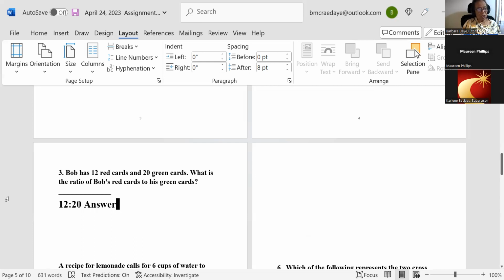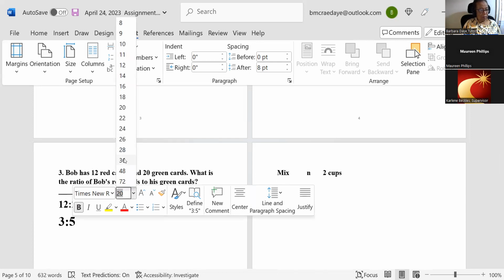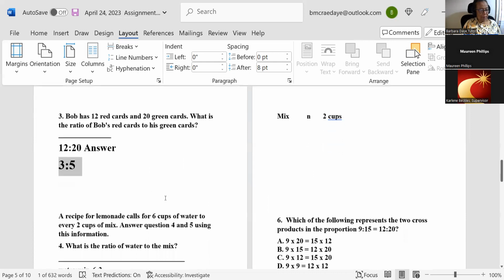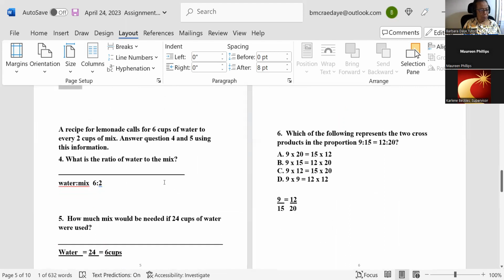Now, how could you simplify 12 to 20? What does that simplify to? What number divides into 12 and also divides into 20? 4. Okay, so 4 into 12 is what? 3. And 4 into 20? 5. So that could also be 3 to 5, right? That would be the simplest ratio. Very good. All right. Now let's go to number 4.